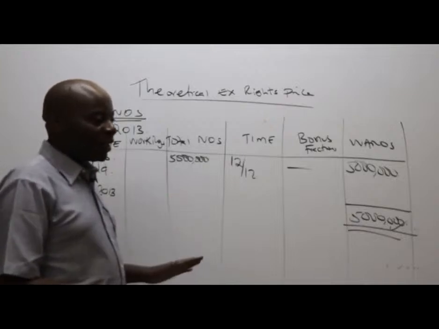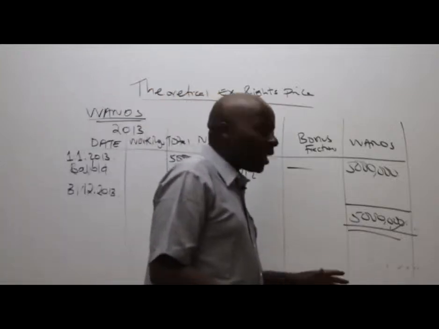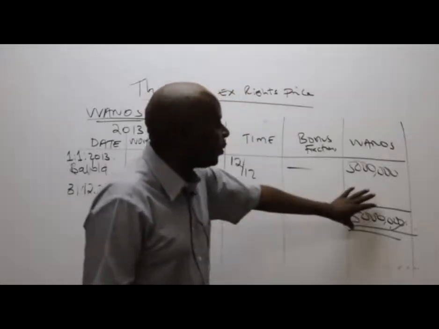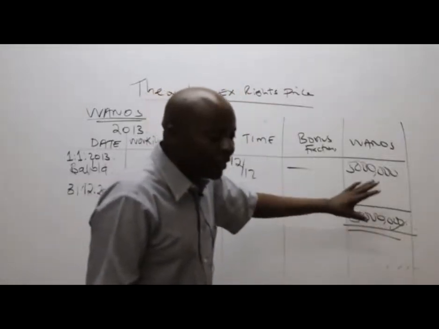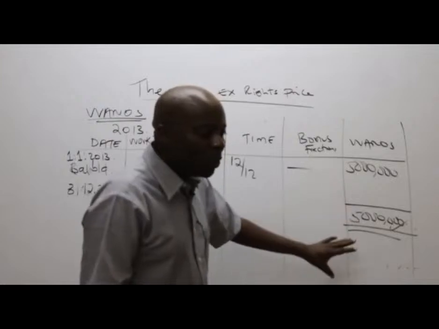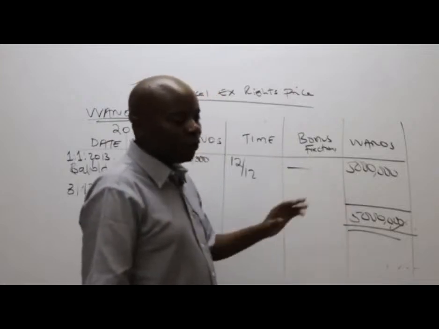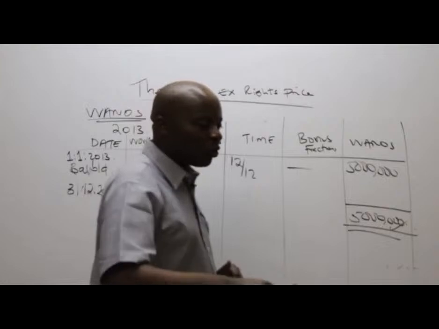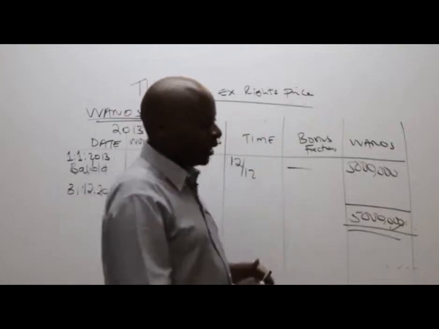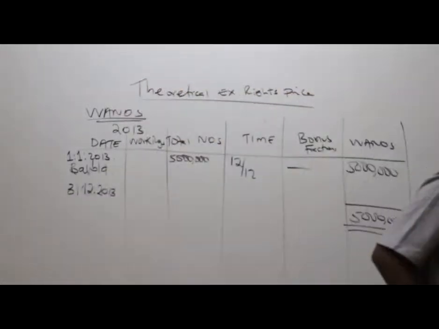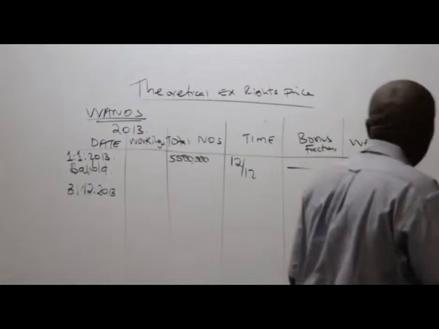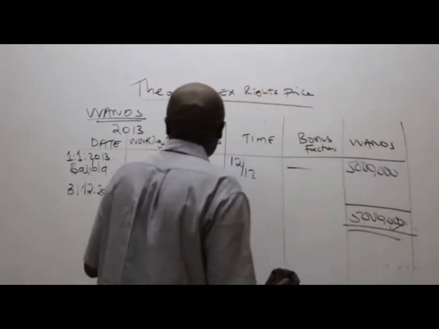Now, ladies and gentlemen, after that, I would want us to go straight away. I know of some students who will start giving me the EPS of 2013. That is not me. If I'm the one doing this, I will go straight away to 2014. I'll get to the weighted number of shares of 2014, and then of 2015. So can we go to 2014, ladies and gentlemen, and then we compare notes?